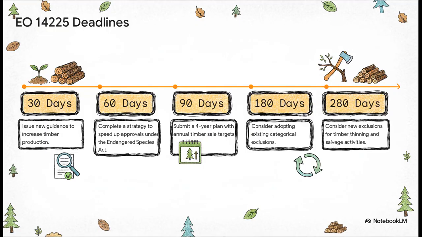And here is that aggressive schedule. Just look at how fast things are supposed to happen. Within just 30 days, new guidance to boost production. By day 60, a strategy to speed up approvals under the Endangered Species Act. Then in 90 days, a whole 4-year plan with concrete timber sale targets is due. And notice how the timeline wraps up. It's all about expanding the use of those categorical exclusions we just defined, which would fundamentally change how these projects get reviewed.